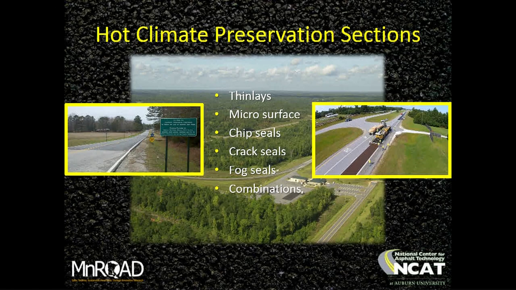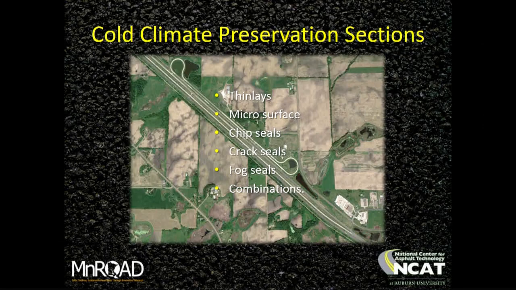And then we put these treatments out, and then we started to monitor the recurrence of those distresses in these sections so that we could relate, you know, quantify the life extending and the condition improving benefits as a function of pretreatment condition. And that was good for the hot climate states. We needed to do the same thing for the cold climate states. And again, that was one of the reasons why we had a big expansion in the number of states that participated.